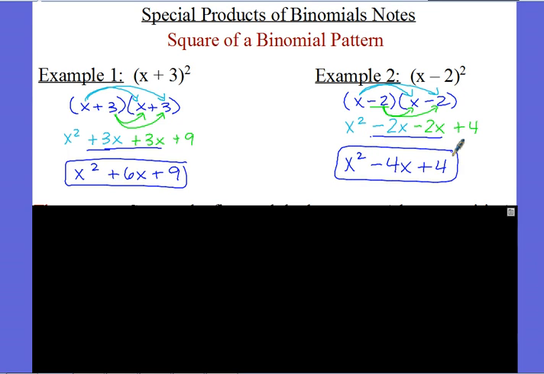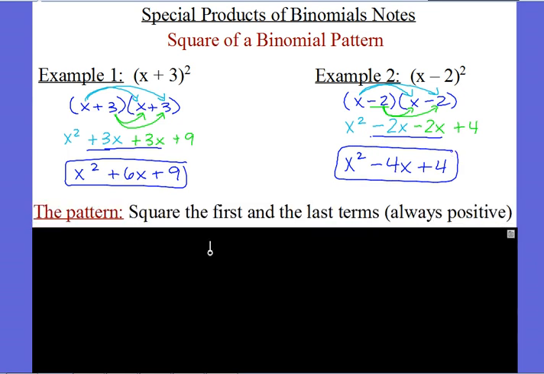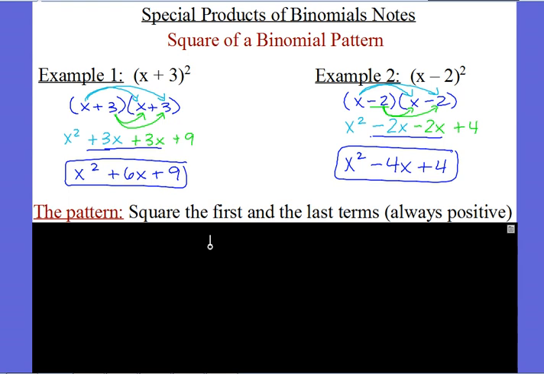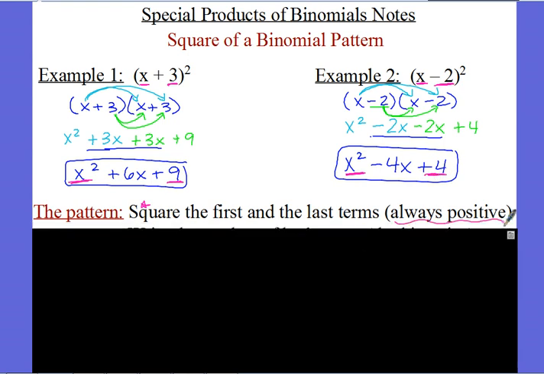Okay, so if I take a look at this, what I can summarize for the pattern is that I'm going to square the first term and the last term of the original. So x squared gets me this x squared here. 3 squared gets me this 9 here. Let me do that in pink so you can see that. So this first part is squaring the first and last term. If I square this x, I get x squared. If I square 3, I get 9. If I square this x, I get x squared. If I square negative 2, I get positive 4. Okay, so the note that they're always going to be positive does work.